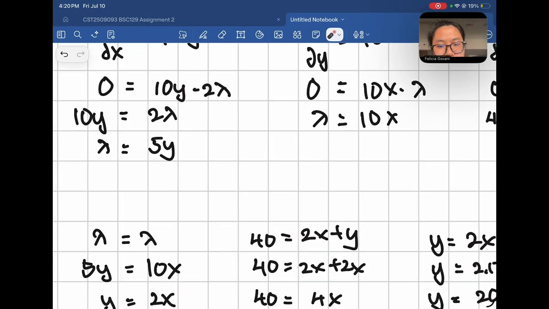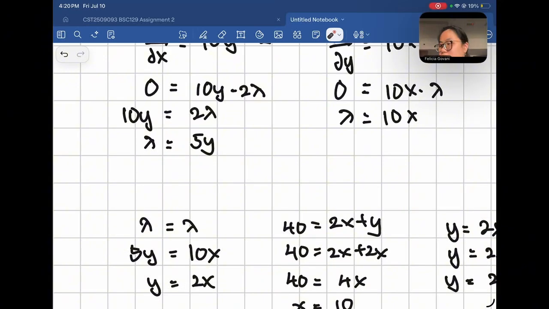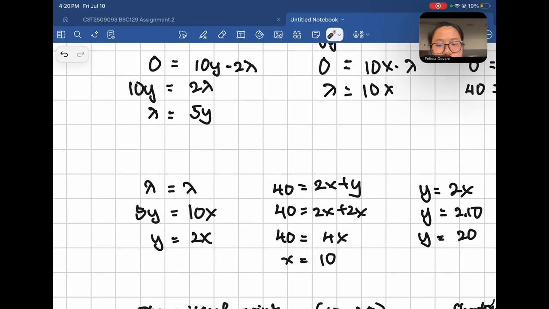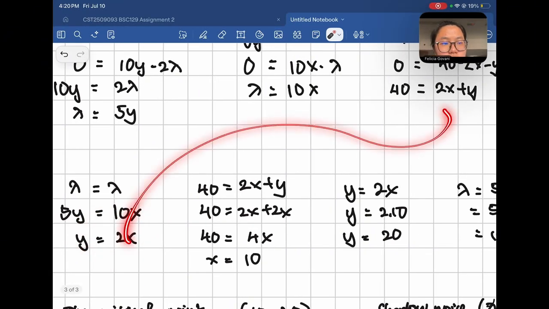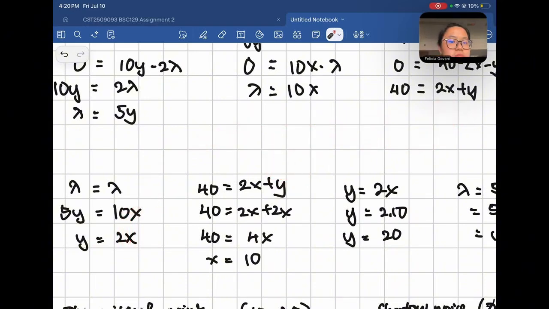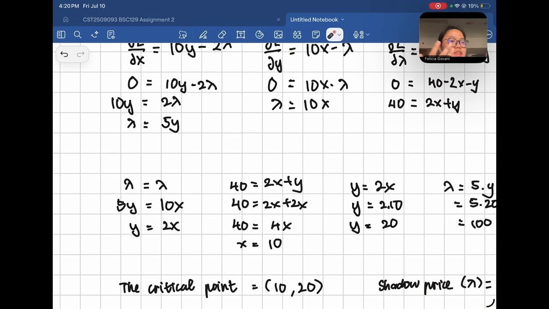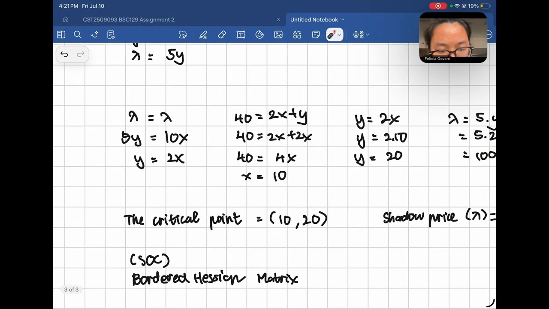Here we substitute lambda with lambda. So lambda equals lambda, 5y equals 10x, so y is equal to 2x. After that, we substitute this equation into here: 40 equals x plus y. Changing y to 2x, we get 40 equals 4x, and x becomes 10. Here we redefine the critical point as 10, 20.